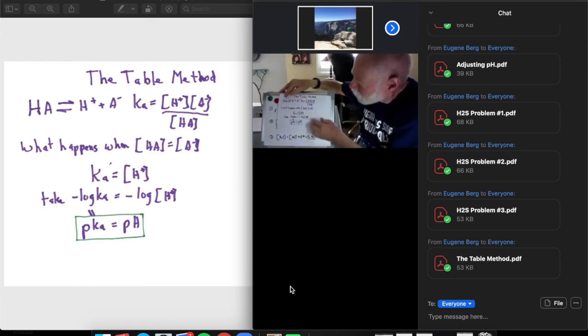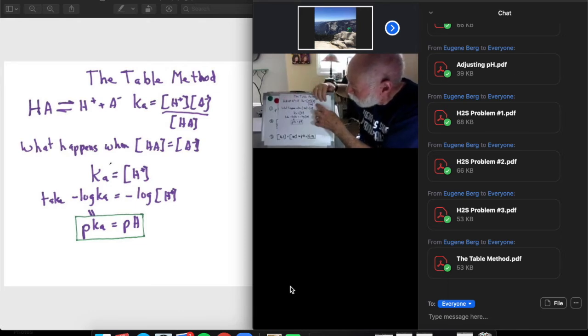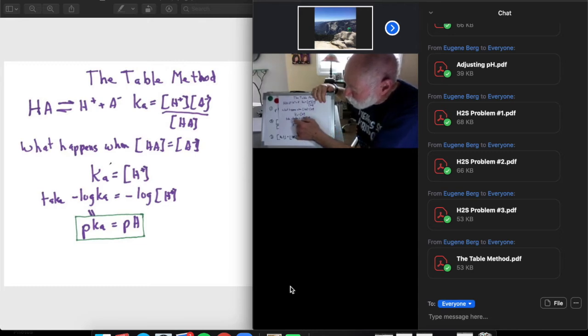Okay, so here's a general equilibrium expression. What happens when the acid and base are equal to each other? They cancel out, and the K sub A equals the hydrogen concentration. Now, if you take minus log of both sides, minus log of hydrogen is pH. Minus log of K sub A is called pK sub A. So this is kind of the basis of the table method. You're not done with the table method yet, but this is the start of looking how it goes.